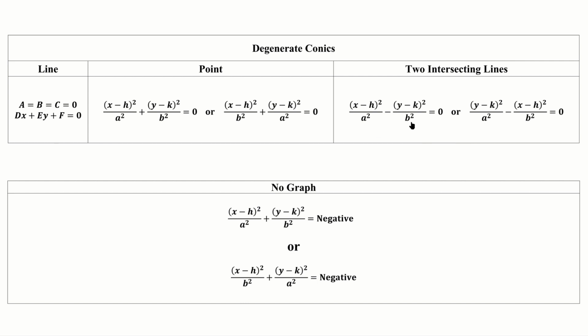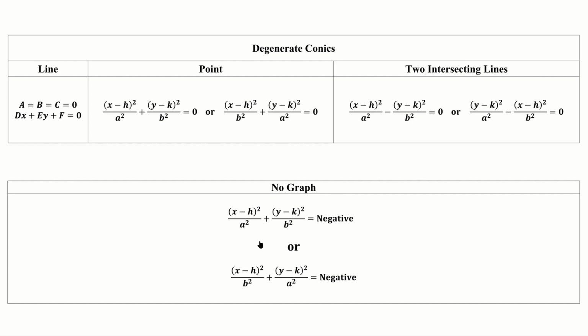And basically, you're either going to have this format or this one. Quantity x minus h squared over a squared minus quantity y minus k squared over b squared equals 0, or quantity y minus k squared over a squared minus quantity x minus h squared over b squared equals 0. All right, and at other times, an equation in that general form may generate no graph at all.